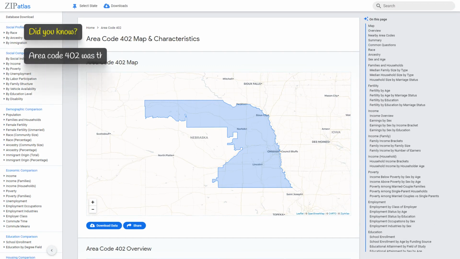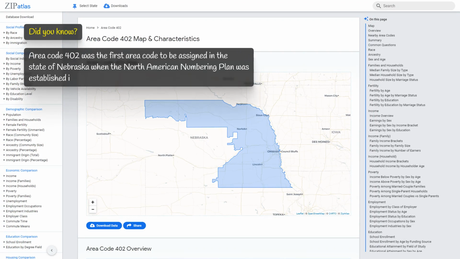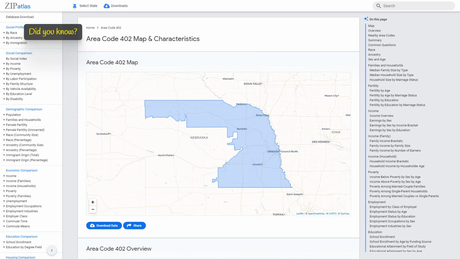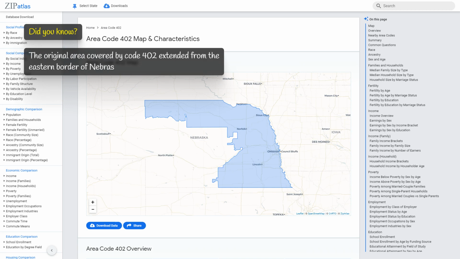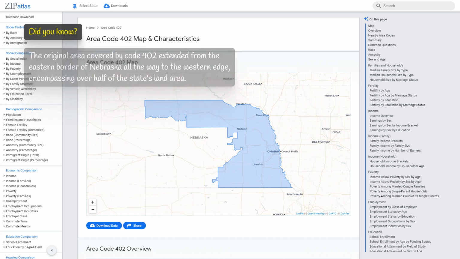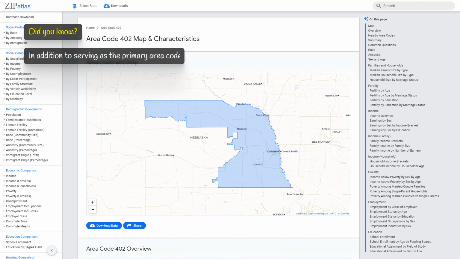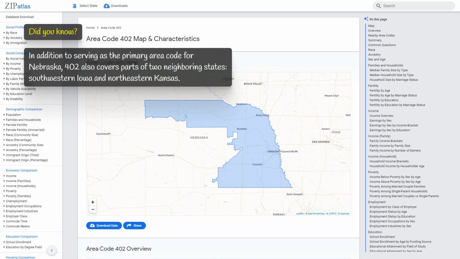Area code 402 was the first area code to be assigned in the state of Nebraska when the North American numbering plan was established in 1947. The original area covered by code 402 extended from the eastern border of Nebraska all the way to the western edge, encompassing over half of the state's land area. In addition to serving as the primary area code for Nebraska, 402 also covers parts of two neighboring states, southwestern Iowa and northeastern Kansas.